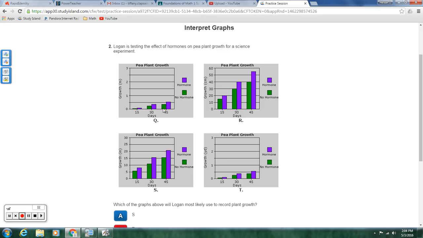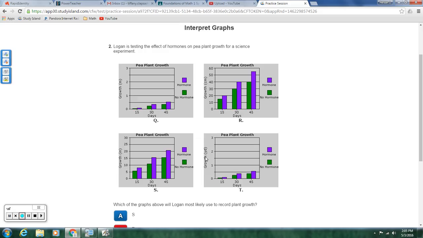For a scientist. Okay, so here he gave them a hormone, purple's hormone in all of them. That's the first thing you want to check. Purple's hormone, green's no hormone. You got days across the bottom, 15, 30, 45. So again, we got growth in meters, growth in centimeters, growth in yards.